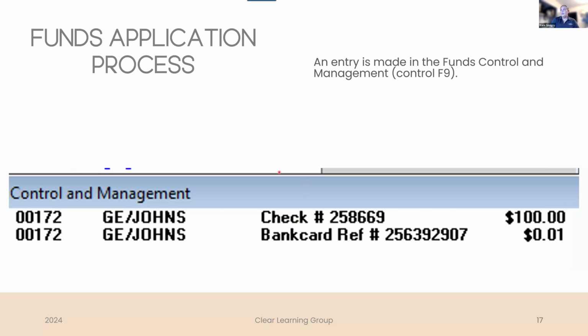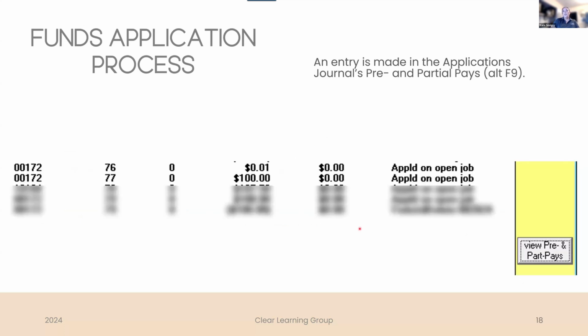So when this entry is made into the Control F9, we can see here that it's kept track of by the invoice number along with the reference numbers. But in addition to that, an entry is also made into the application journal and into the pre and partial pays. And so we can see here that we've got two entries, and over here on the right-hand side, we have this little notation that says applied on open job.